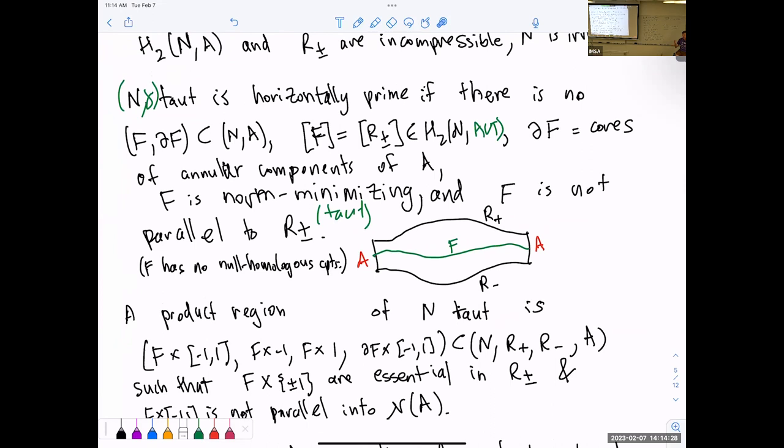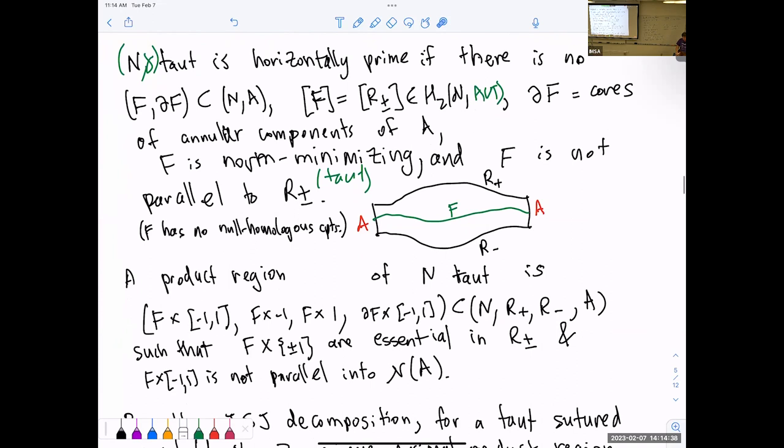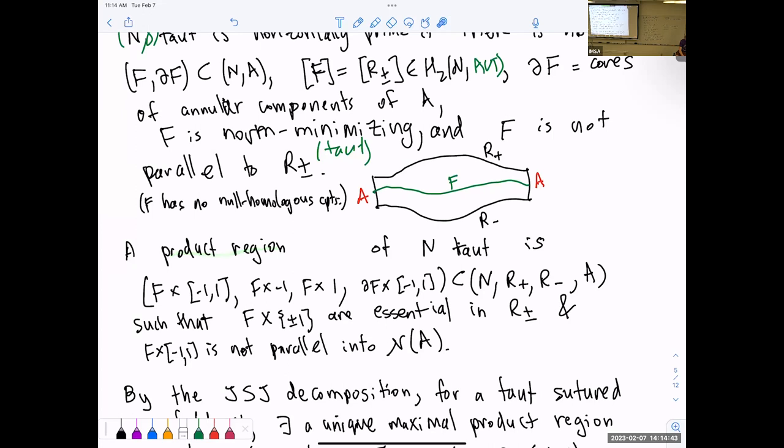Now that's one kind of decomposition you can do for a sutured manifold. And I'm not going to talk about the more general decomposition today, which I think will come up in another talk. But another kind of decomposition is that you can have a product region of a taut sutured manifold, a surface cross interval in there. So it's a sub sutured manifold, so that F cross minus one is in R minus, F cross one is in R plus, and the boundary is contained in the annular sutures of N. So the two F cross plus or minus ones are essential in R plus or minus. And also it's not just some trivial annulus cross interval that's parallel into some neighborhood of the annuli.